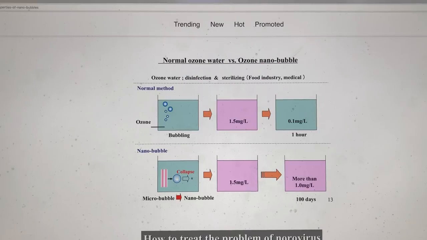So normal ozone systems that bubble through water with dissolved ozone, the ozone doesn't remain for long periods. So you must water your plants or do your laundry with the ozone water before the bubbles dissipate. But the nanobubbles can remain, again, for months and still have a large content.